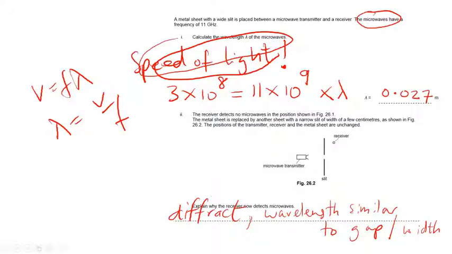Explain why the receiver now detects microwaves. First of all, it diffracts, and the wavelength is similar to the width of the slit, because now you have 2.7 centimeters, right? That's 2.7 centimeters.